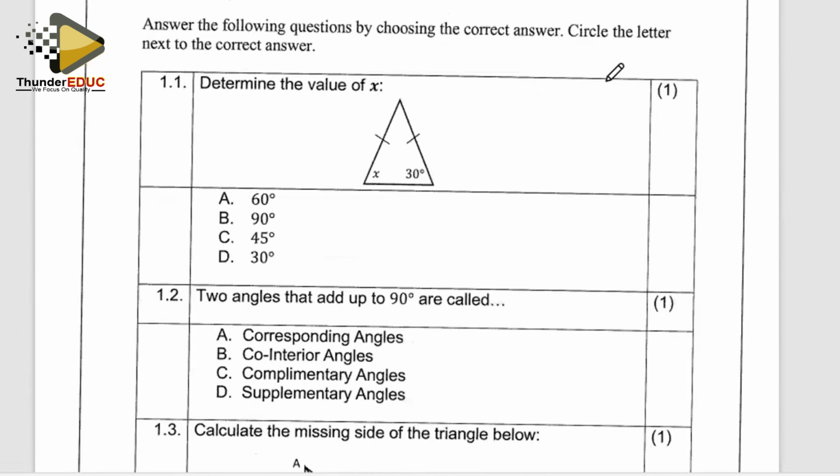Okay, so we have the first question. First question is asking us to determine the value of x. So question number 1, what type of triangle is this? This is an isosceles triangle. With an isosceles triangle, we have two sides that are equal, which means even the angles opposite the equal sides must be the same. So if this is a 30, then that must be a 30. So that is option D.